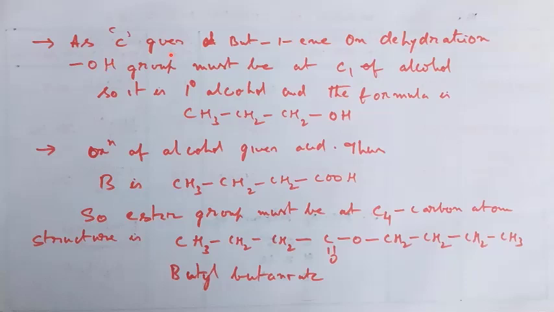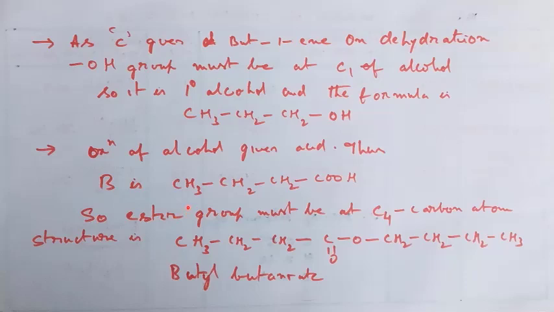Now, as C gives but-1-ene on dehydration, the OH group must be present at the C1 carbon of the alcohol. So, alcohol on dehydration gives an unsaturated hydrocarbon, that is an alkene. So, it is a primary alcohol. Primary alcohol means the alcohol group is at the first carbon. Primary alcohol, and the formula is CH3CH2CH2CH2OH. Oxidation of alcohol gives acid. Thus, B must be CH3CH2CH2COOH, that is butanoic acid.